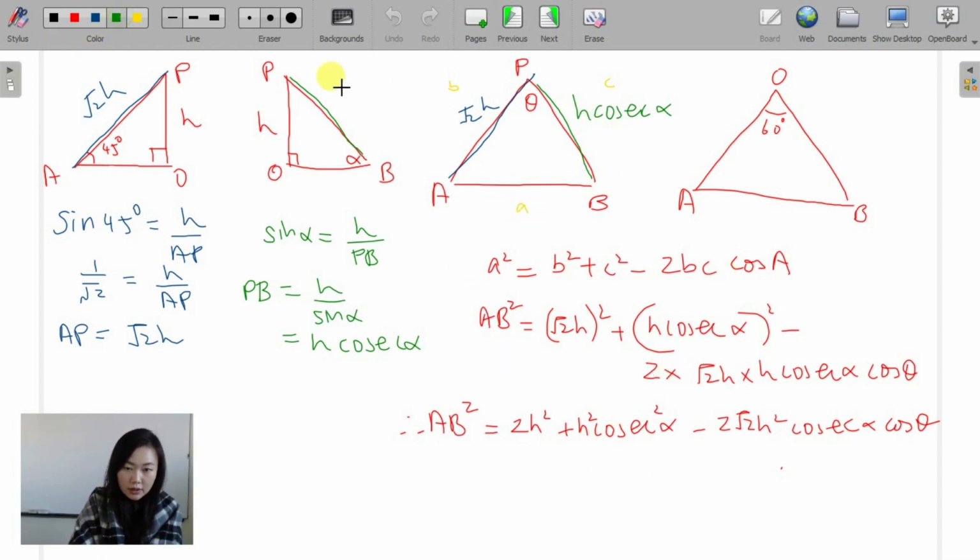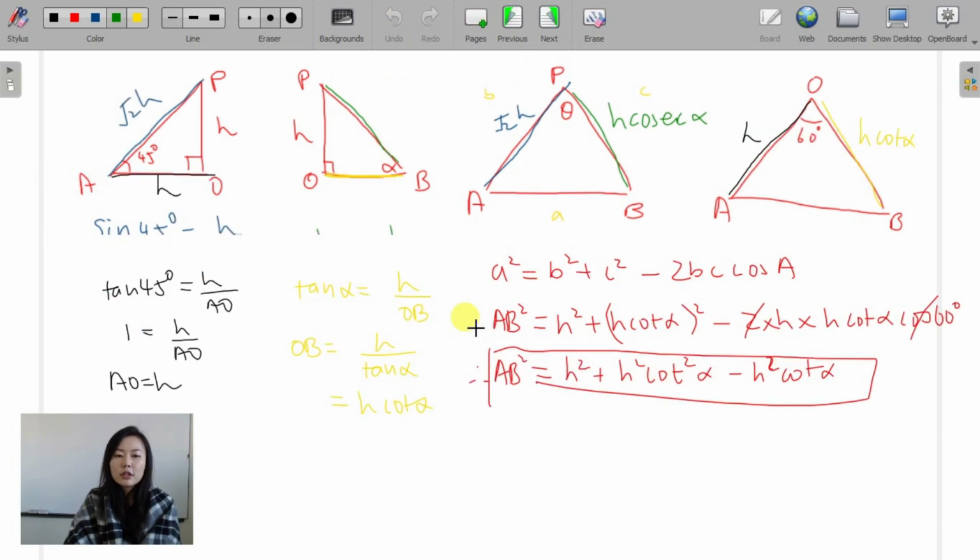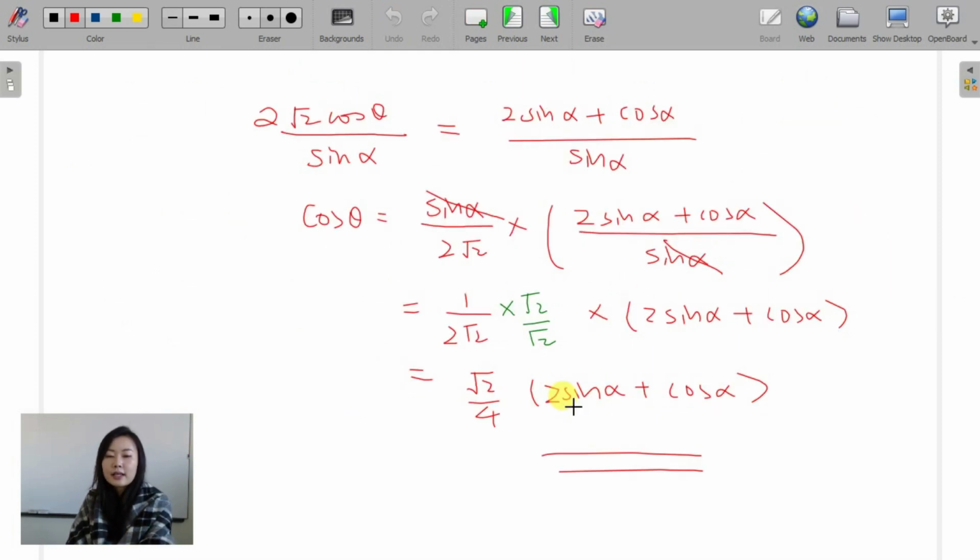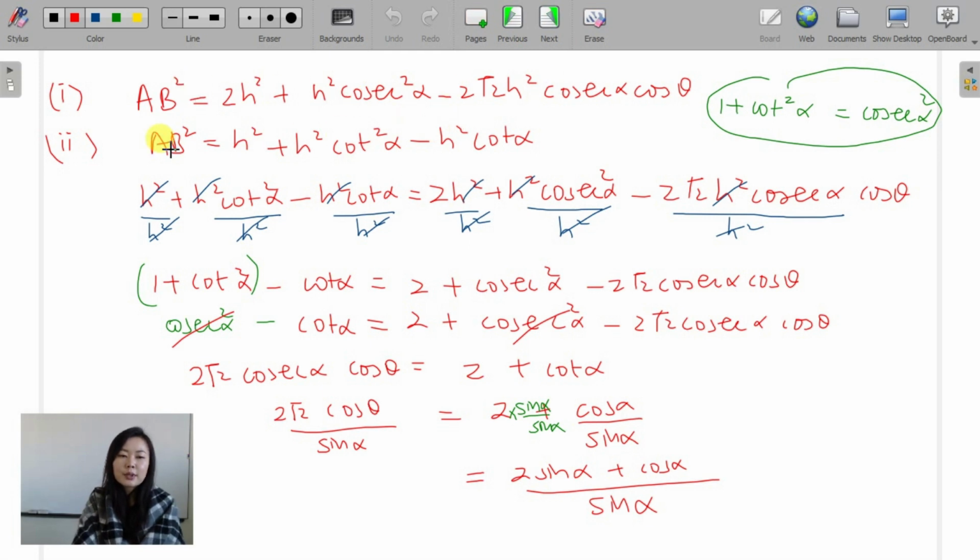Right, so I might as well clean up our working a little bit so you can see the linkages. All right, so that's the first step. The second step is to do the same thing. So that was meant to be h cosec alpha, and this one we worked out to be h cot alpha. Okay, so same thing on the second one: you work with this side as well as this side, which corresponds with AO and BO, cosine rule, and you get another expression for AB squared. And then you get the two expressions for AB squared, equate them in this step, all the h squared divided through, so they all disappear.